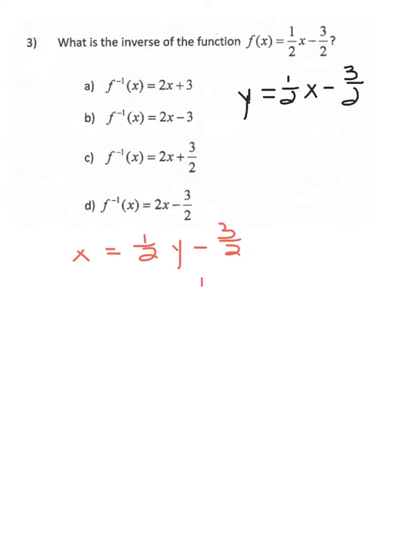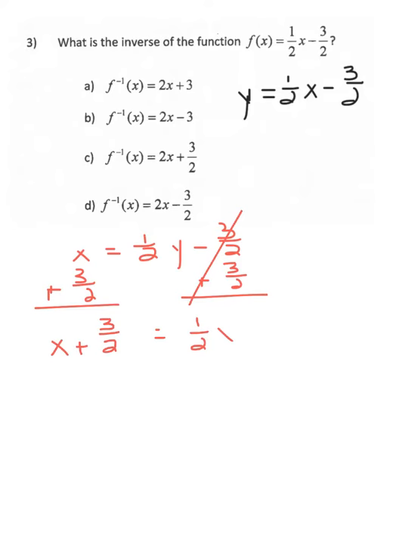So I'm going to add 3/2 to both sides of the equation. There's a couple ways you could have started this. If you wanted to get rid of the fractions, you really could have multiplied both sides of the equation by 2, and it would have gotten rid of these denominators, but I'm just going to stick with the same process we've been doing for the others. So these cancel off, and I'm left with x plus 3/2 being equal to 1/2 y.